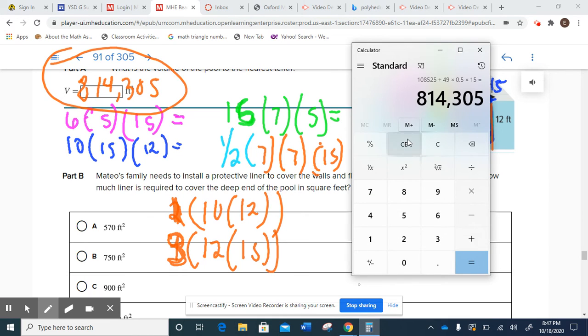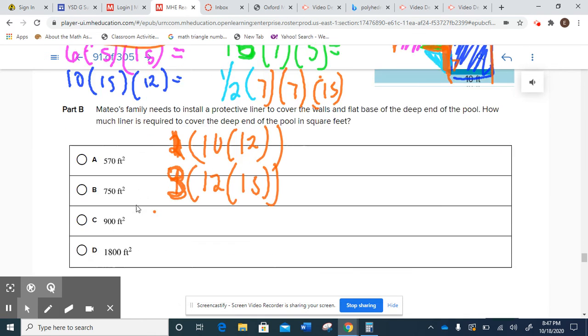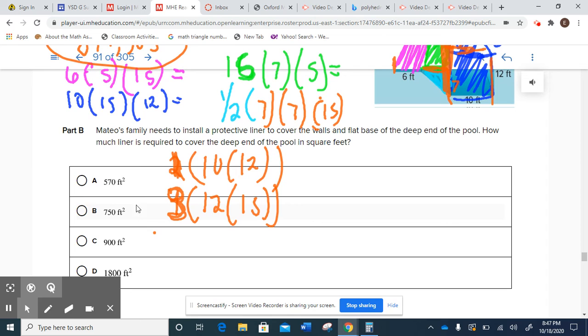I think that's right. Let's see if we can get it. So I got 120 plus 3 times 12 times 15. Let's see if that answer is even on here. Nope.